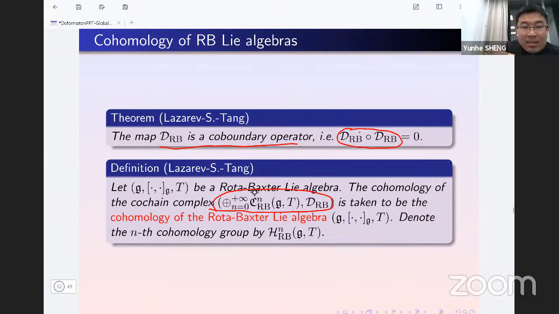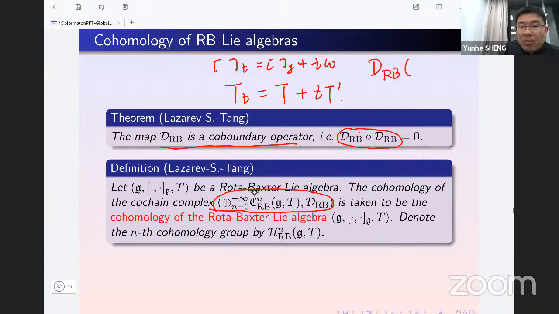So the same as before, we can consider infinitesimal deformations of a Rota-Baxter Lie algebra. For example, we can deform the Lie bracket by this formula plus T times omega, and we can deform the Rota-Baxter operator by this formula, maybe T plus T prime. Then we can show that DRB of (omega, T prime) is 0. This means that (omega, T prime) is a 2-cocycle, and then we can show that infinitesimal deformations are classified by the second cohomology groups.